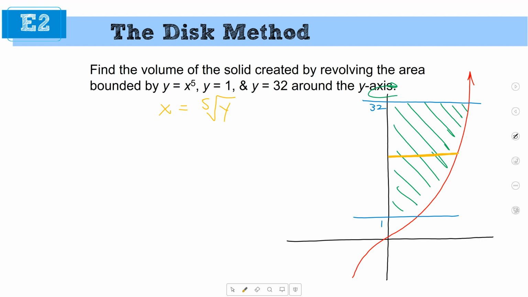Good. Plug and chug: pi times the integral from what to what? 1 to 32. Of.